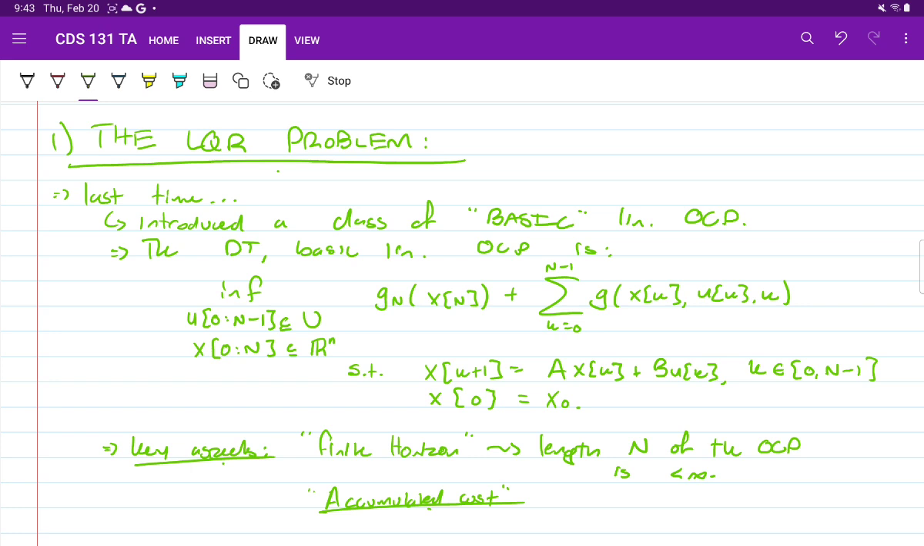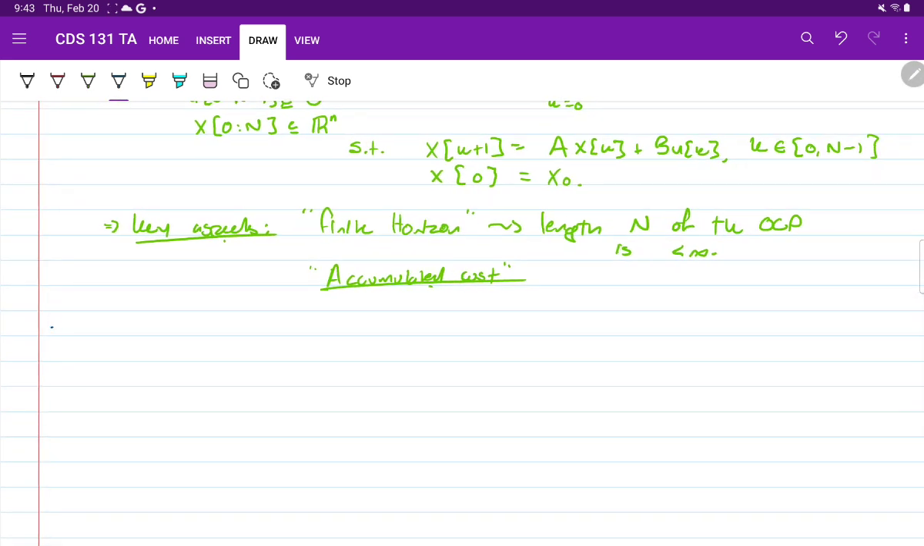Okay, so my general claim last time was that, once we introduce this class of basic linear optimal control problems, we can use techniques such as dynamic programming to develop general solution techniques, right? To figure out what's going to happen in general. But now what I want to do is focus in on the structure of g_n and g, okay? So there's a couple things that I want to talk about, right? So what should g_n and g actually be, right?